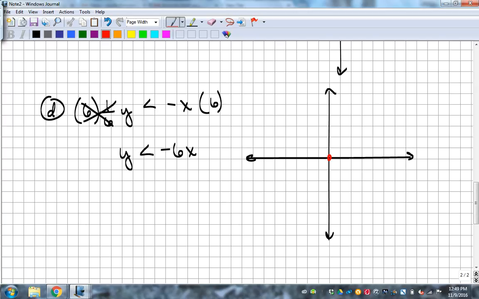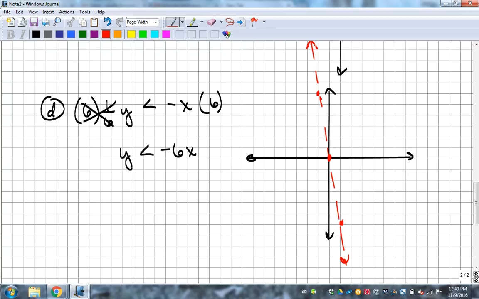So my first dot is there, and then I'm going down 6, right 1, or I could go up 6, left 1. Dotted or solid line? Dotted, because it doesn't have the equal to mark. That's a dotted line. Now here the line goes through the origin, so I cannot use 0, 0 to test.